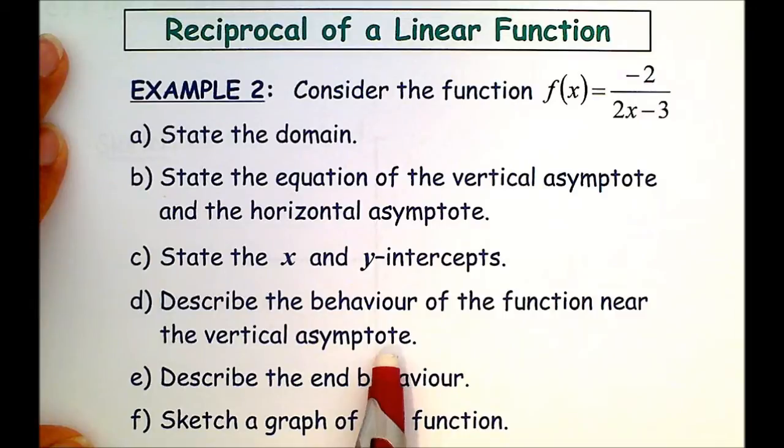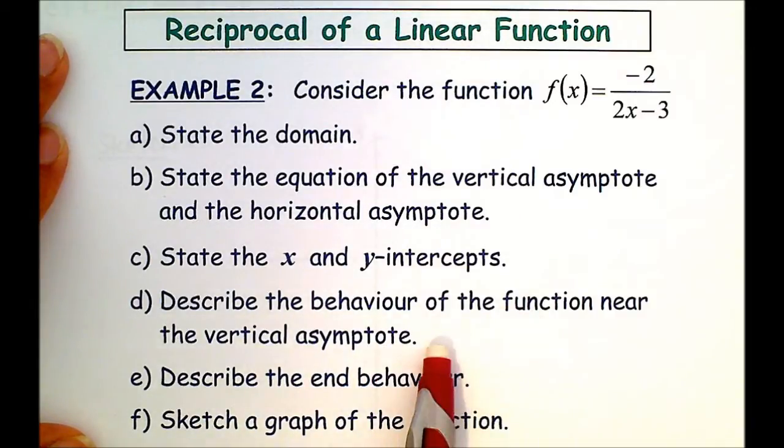So we'll have to find the vertical asymptote and then figure out what's happening to the function close to it, to the left and to the right of the asymptote. And then describe the end behavior, so seeing what the function is doing at the end of the graph, whether it's approaching the horizontal asymptote from above or from below. And then finally sketch a graph of the function. Okay, so I'm going to do this on a separate sheet of paper.